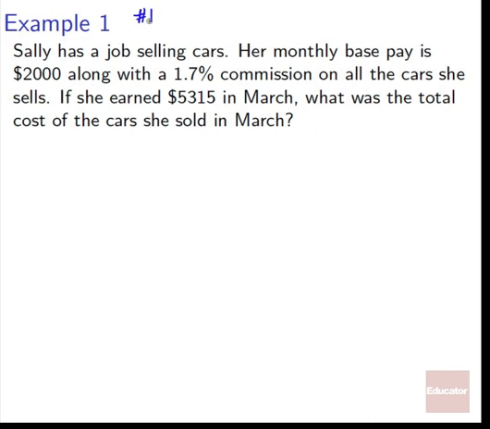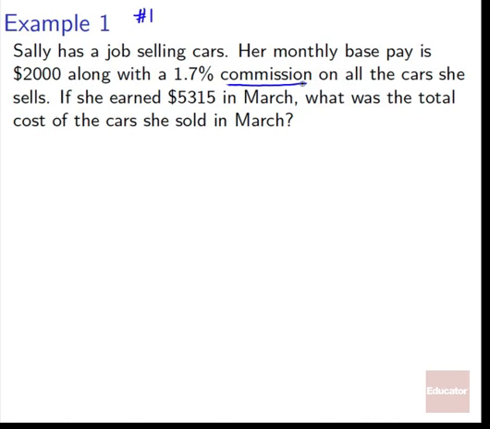So the first thing we have to do is understand what's happening here. Okay, so Sally has a job selling cars. Check, makes sense. She gets paid some base pay. Okay, she gets paid $2,000 plus some other thing, this commission. Now we might go, I don't know what a commission means. So what do we do? We look it up, right? You toss the word commission into an internet search or you look up commission in a dictionary. It would probably be a good first step. If you don't know what the word commission is, you look it up. We look up commission and we find out that it is normally a percentage fee that you get for selling something.